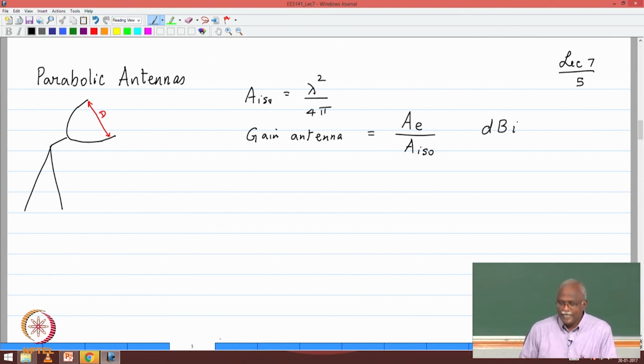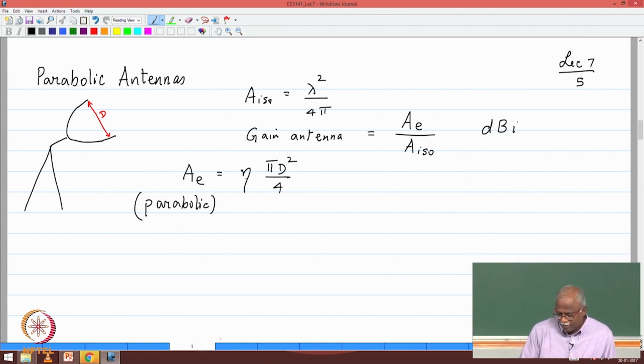Okay, so for the effective area of a parabolic antenna, the cross section is a circle. So this would be pi d squared by 4. And if you remember, this is effective area, so the entire area does not contribute. So basically there's an efficiency factor that must be accounted for, and typically the efficiency is in the 40% to 80% range, depending upon how smoothly you have made the parabolic reflector, all of that accounts for it.